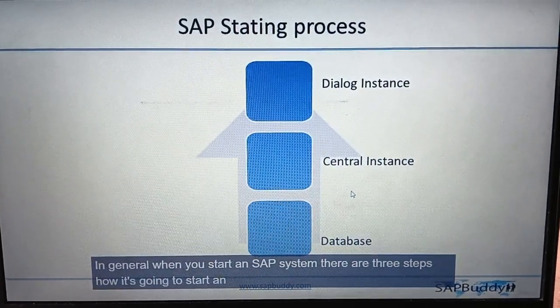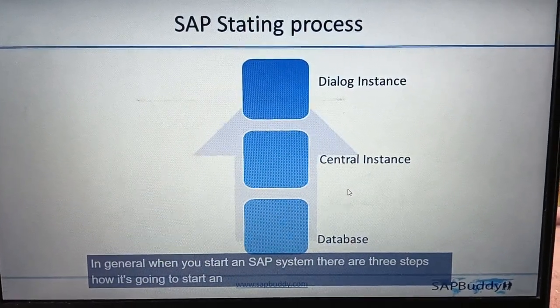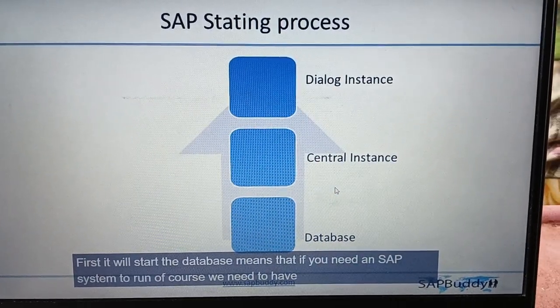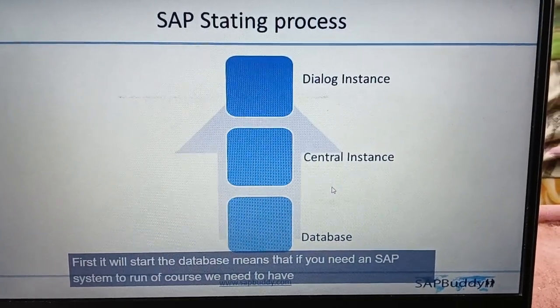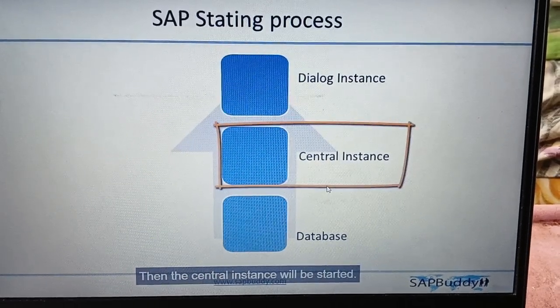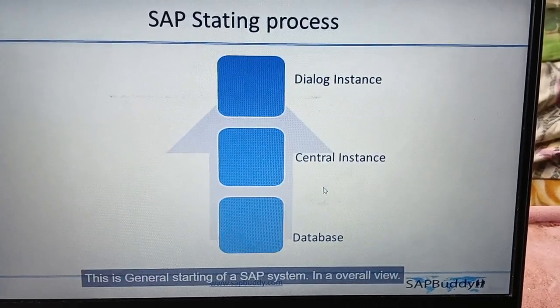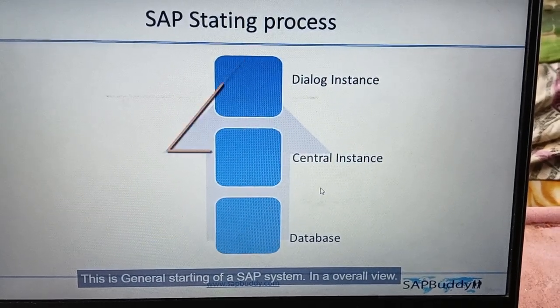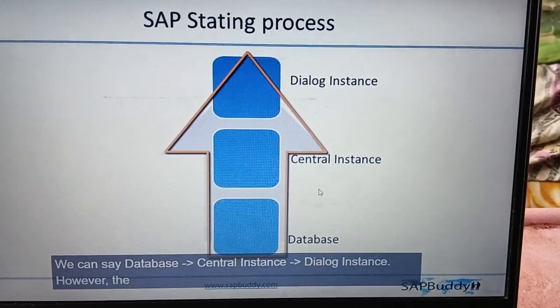In general, when you start an SAP system, there are 3 steps. First, it will start the database. If you need an SAP system to run, of course, we need to have a database running. So first it needs to start the database, then the central instance will be started, then the dialog instance will be started. This is the general starting of an SAP system. In the overall view, we can say database, central instance, and dialog instance.